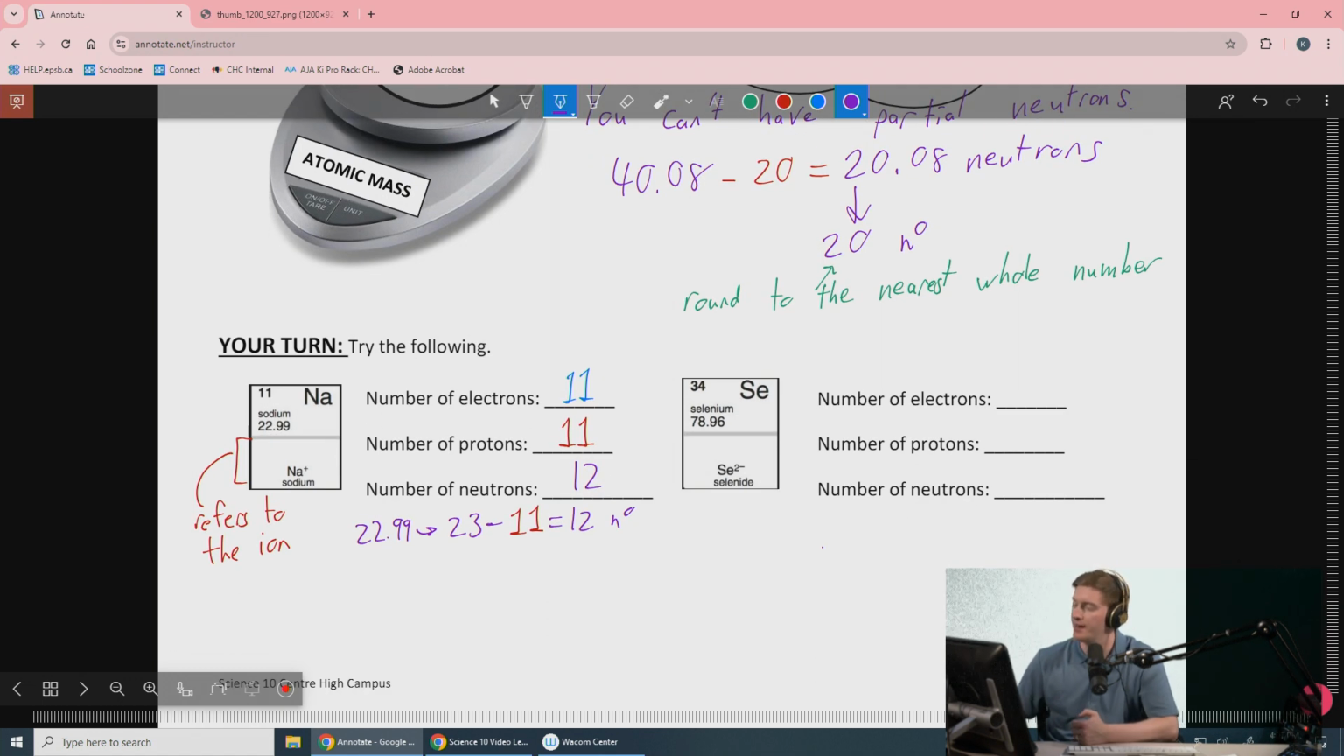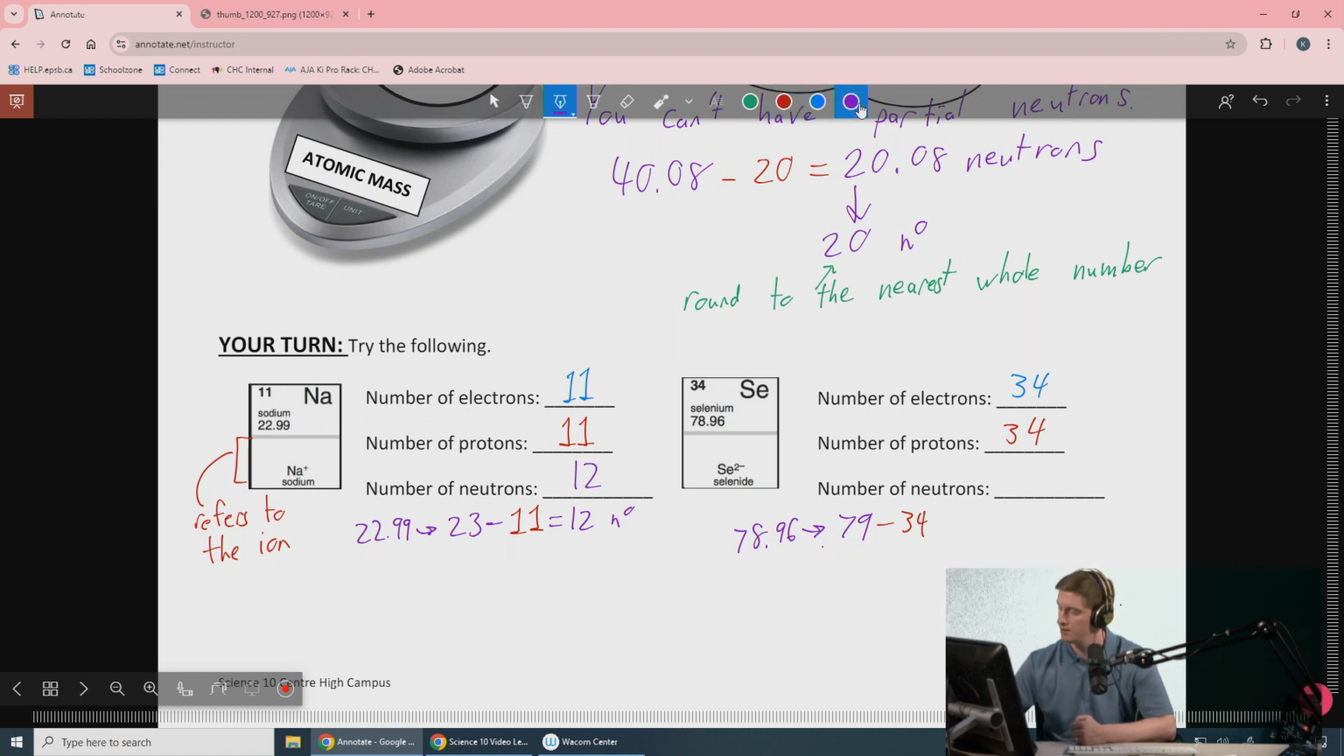Over here, if we look at an atom of selenium, the number of electrons is going to be our atomic number, that's 34. The number of protons, also our atomic number, 34. The number of neutrons, we will take our atomic mass, 78.96. I'm going to round it to 79, and then I will subtract my atomic number, 34, which will get me 45 neutrons.